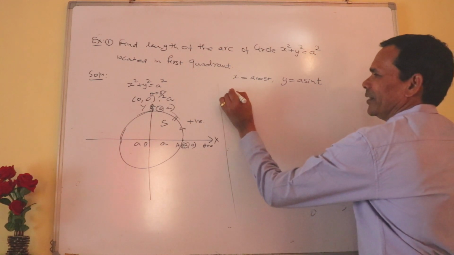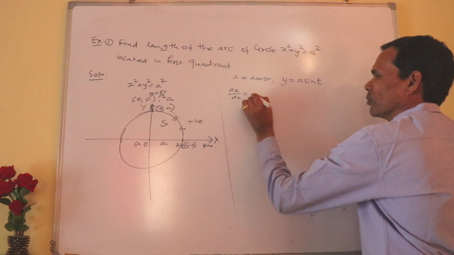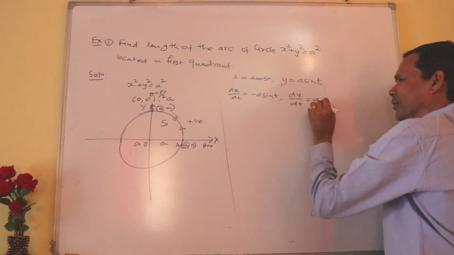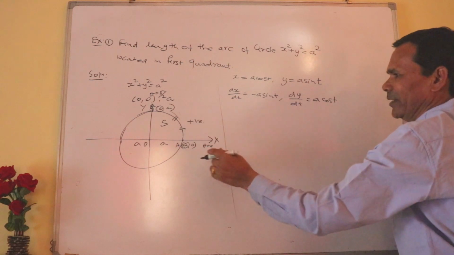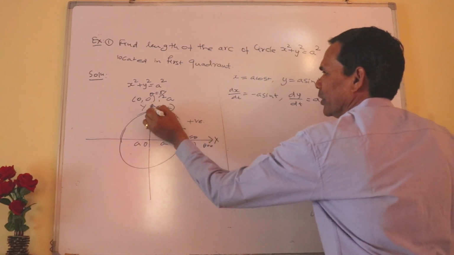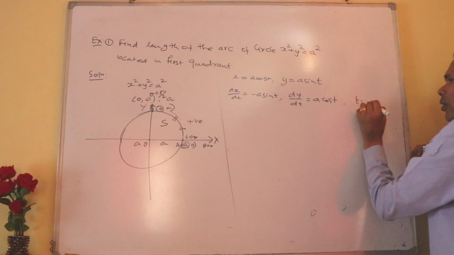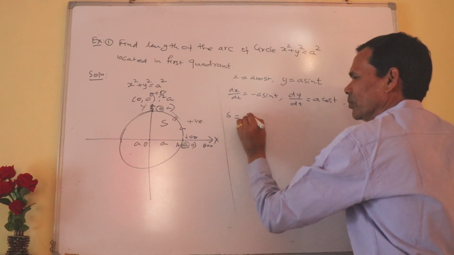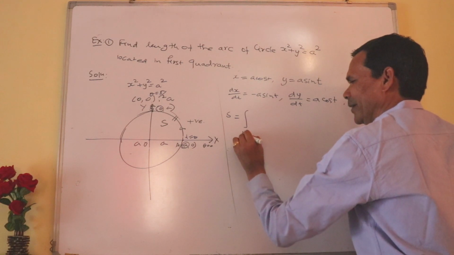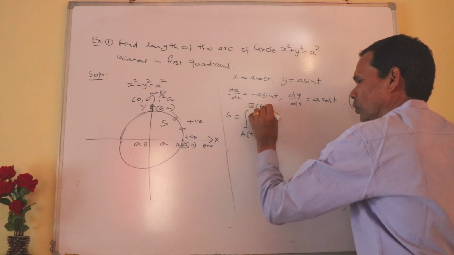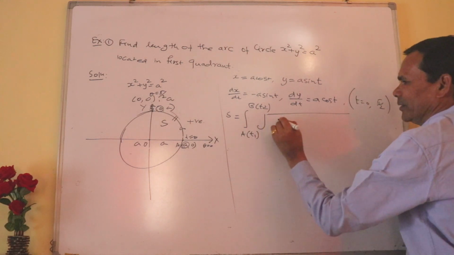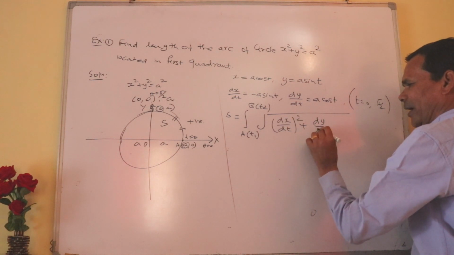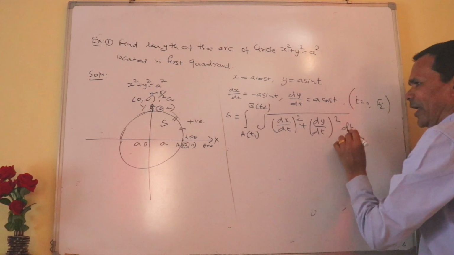So formula used, dx by dt I will write down. It is minus a sin t and dy by dt, it is a cos t, derivative of this a cos t, and t varies from, again at this particular point t is equal to 0, here t is equal to pi by 2, so t varies from 0 to pi by 2. So these are the limits for this parameter. So s formula, it is integral from t1 to t2 root of dx by dt bracket square plus dy by dt bracket square into dt. So we put the values here.